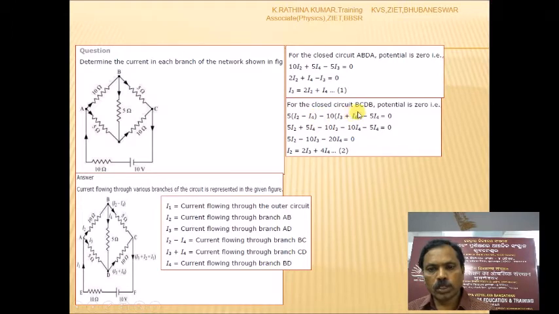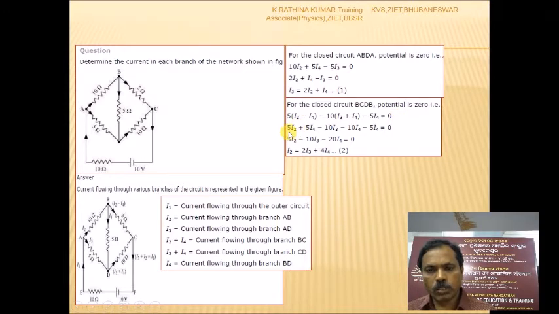Then for the closed circuit BCDB, the potential is 0. There is no battery, that is why the potential is 0. So in this loop BCDB, the first term is 5 into I2 minus I4. Then the opposite direction is coming, we are going clockwise, so minus 10 into I3 plus I4. Then again the opposite direction, so minus 5 into I4, which is equal to 0. There is no EMF or any battery connected.